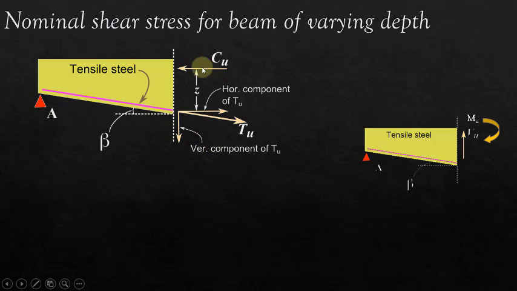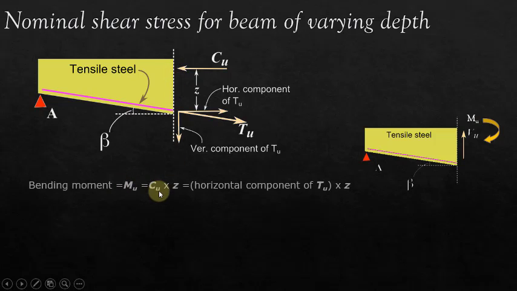Cu is the ultimate compression force developed in concrete above neutral axis. The ultimate resisting bending moment at the section Mu will be equal to Cu times lever arm Z. Since this ultimate compression force Cu has to be equal to the horizontal component of the tensile force Tu in steel reinforcement, Mu will also be equal to the horizontal component of Tu times Z, that is lever arm. Now the horizontal component of Tu will be equal to the ratio of ultimate moment Mu divided by lever arm.